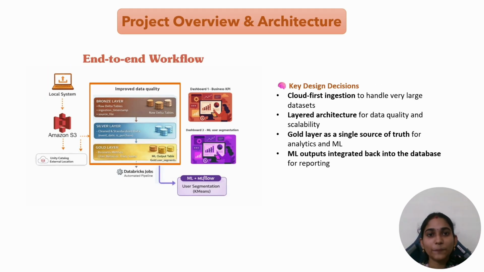This slide shows the end-to-end workflow of my project. The raw data is first uploaded to Amazon S3 and then processed in Databricks using the Medallion architecture: bronze, silver, and gold layers. The bronze layer stores raw data. The silver layer handles cleaning and transformation, and the gold layer serves as a single source of truth for analytics and machine learning. On top of the gold layer, I applied machine learning for user segmentation and finally built dashboards for business insights.